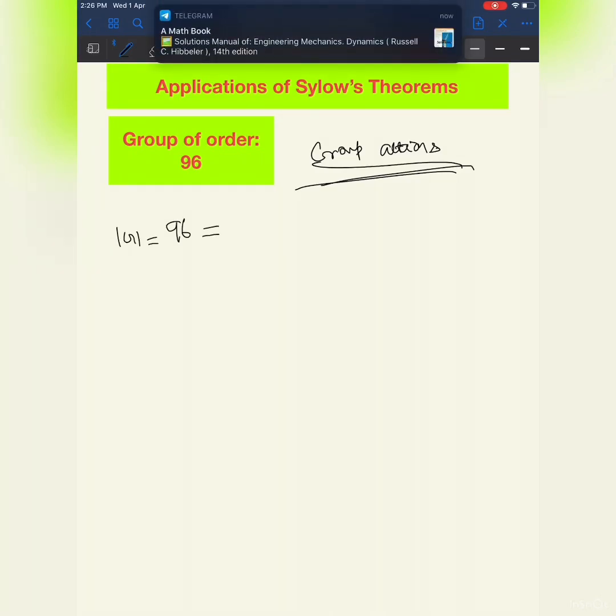Suppose I have a group of order 96. 96 can be written as 2 power 5 into 3, right? 2 power 5 is equal to 32, and 32 into 3 is 96. So we will start from the third Sylow theorem: n2 is congruent to 1 mod 2.